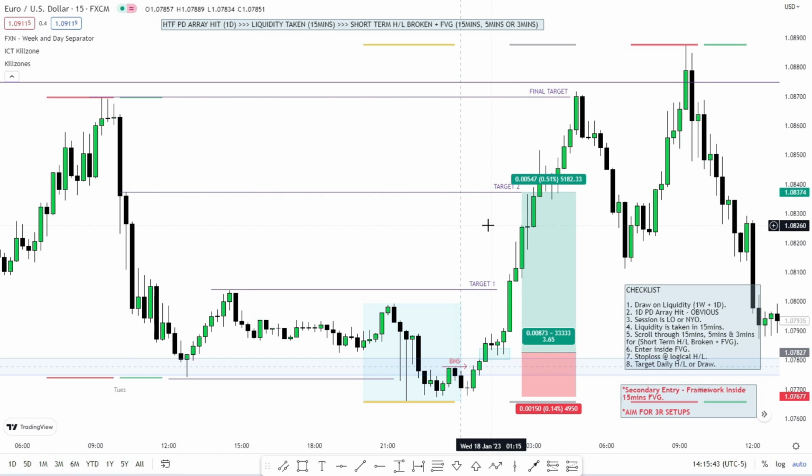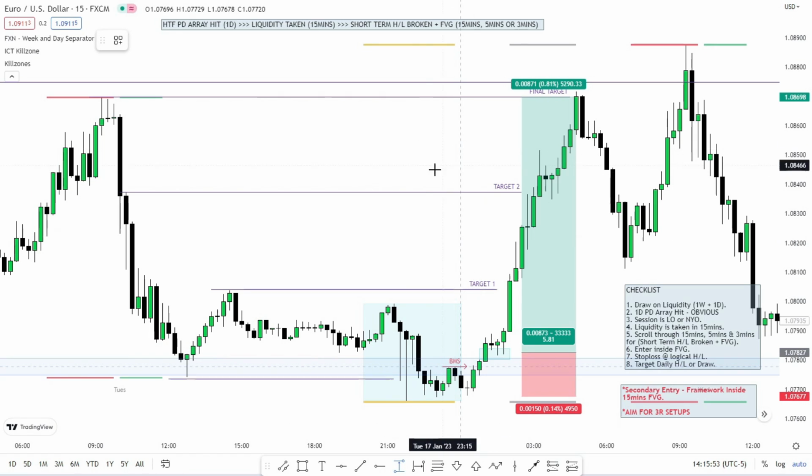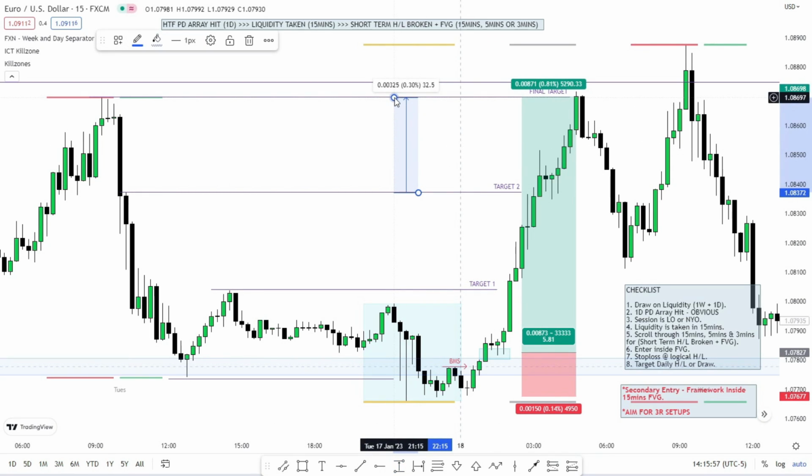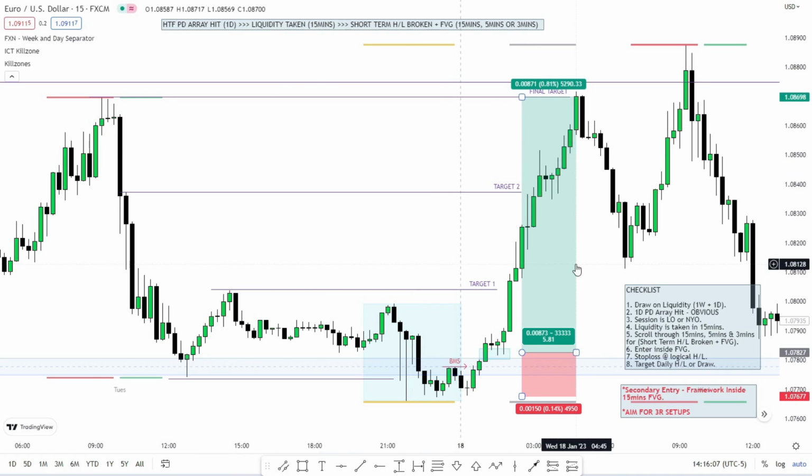Look at that. This is how simple it is. And then final target 87. So maybe at this point you might have taken majority, and then this could be a runner. So you're seeing a runner of about, look at that, 32 pips runner. A runner of 32 pips. My goodness. It's just amazing.